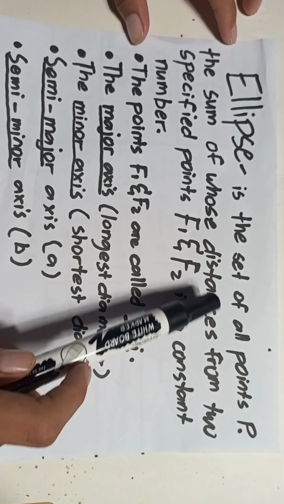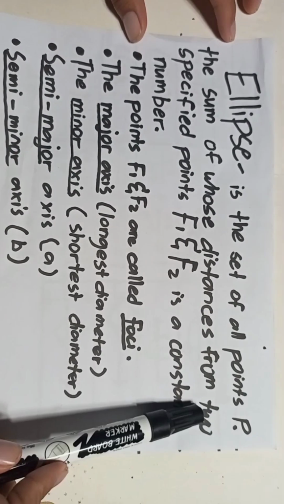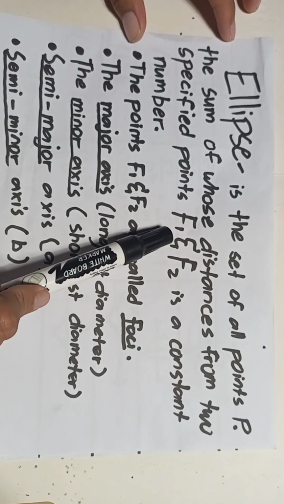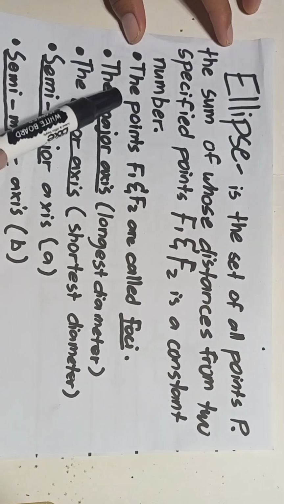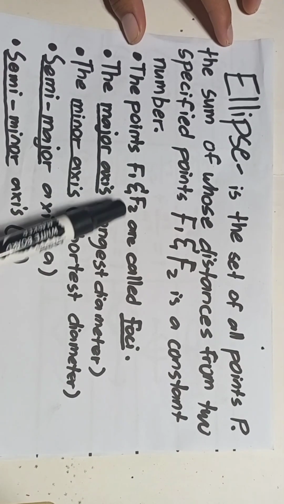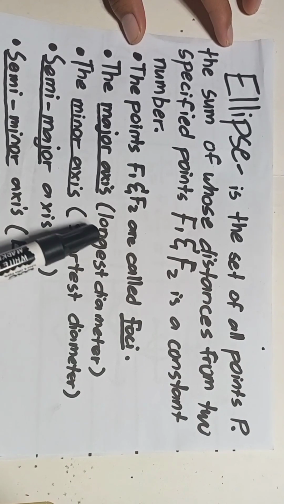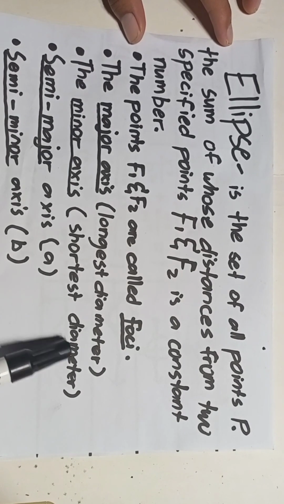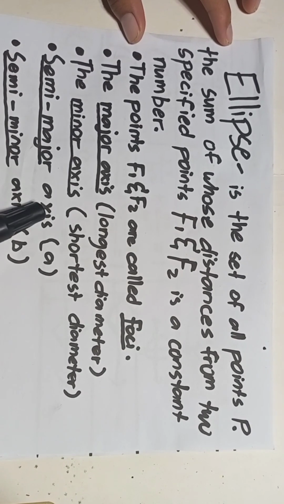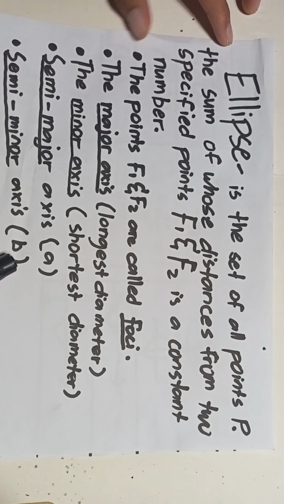Ellipse is the set of all points P, the sum of whose distances from two specified points f sub 1 and f sub 2 is a constant number. The points f sub 1 and f sub 2 are called foci. The major axis is the longest diameter, and the minor axis is the shortest diameter. The semi-major axis is equivalent to a, and the semi-minor axis is b.